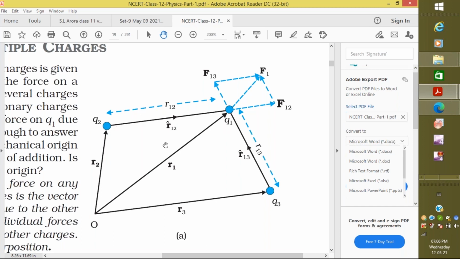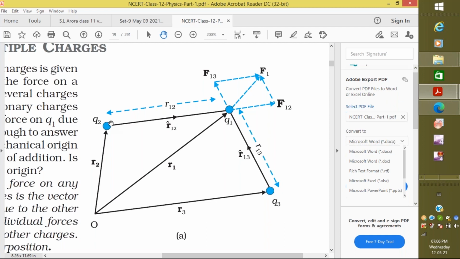Like, I'll first consider Q1 and Q2, and at that time I'll not consider the presence of Q3. When I consider the force between Q1 and Q2, I'll not see Q3. That means I'll neglect the presence of Q3.